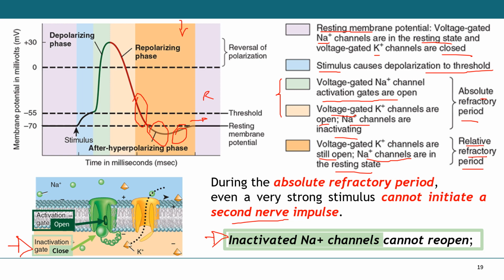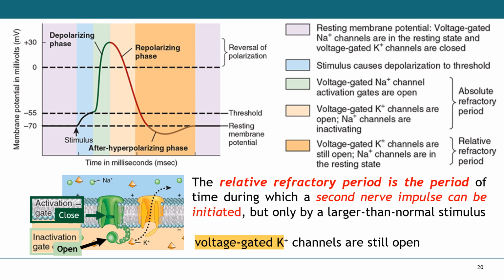In this case, they are called the relative refractory period. Now to finish, this section in purple is called the relative refractory period, and as I said, you can initiate a second impulse. However, it needs to be larger than normal, so it has to be a very strong stimulus.